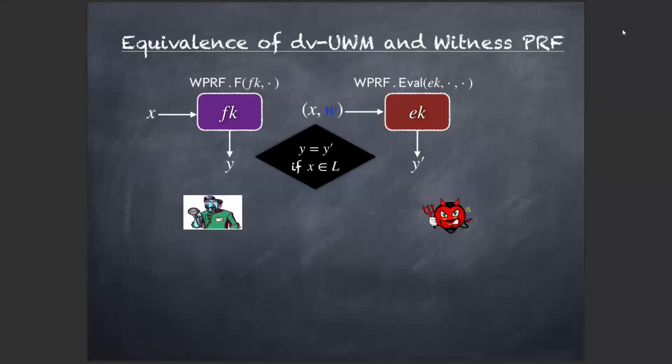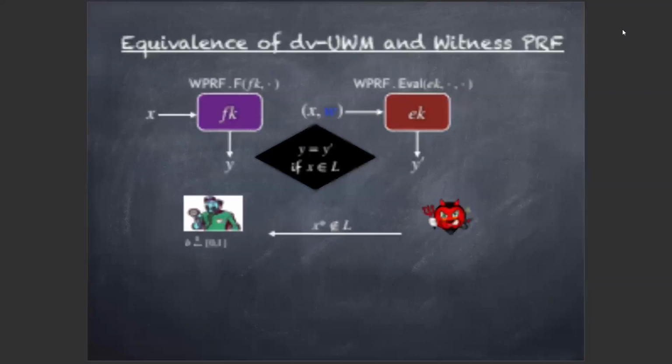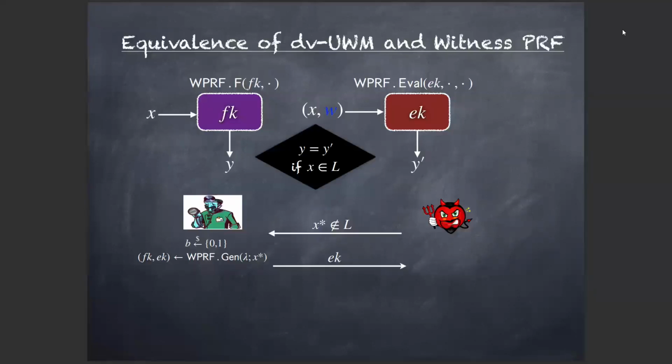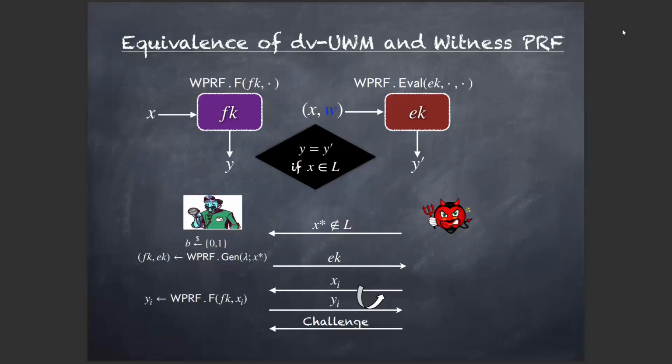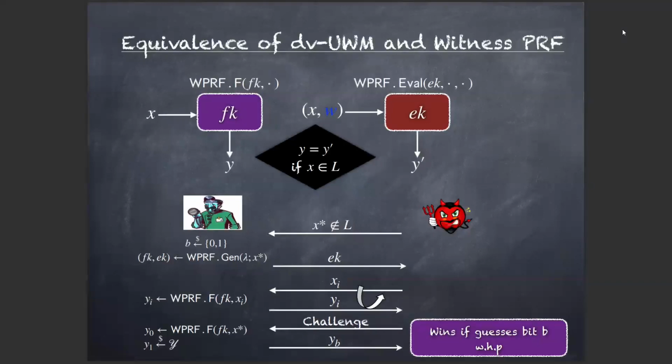Whereas the security says informally that if X is not in the language, the value is still pseudo-random. So the game is like this: the adversary gives an X star that is not in the language. The challenger generates the keys and sends the public key to the adversary. The adversary can ask different statements Xi and receive the PRF evaluations, and it can continue arbitrarily, polynomially many times. Finally, it enters a challenge phase where the challenger computes the PRF using Fk. Note that X is not in the language, so you cannot compute in the public mode, so you have to compute in the private mode. It computes either the true value Y0, or it randomly samples a value, and returns Y sub B to the adversary, and the adversary has to guess the bit B.